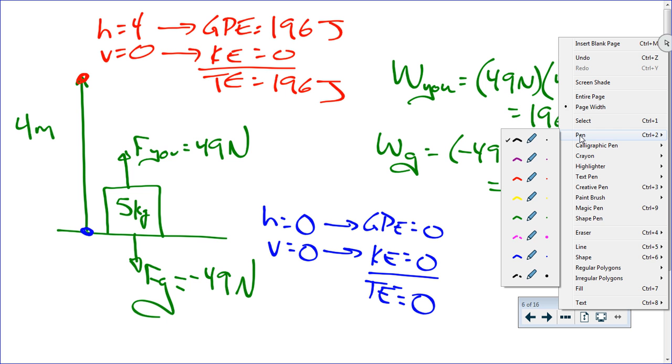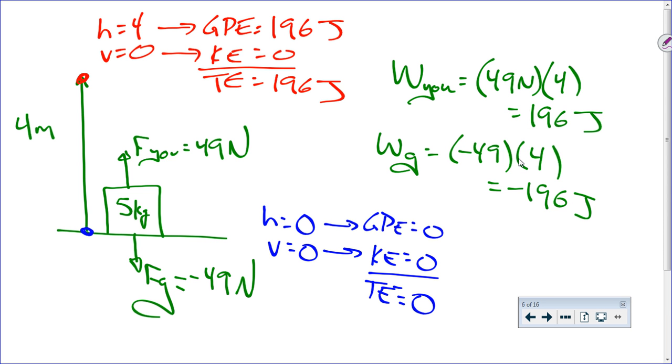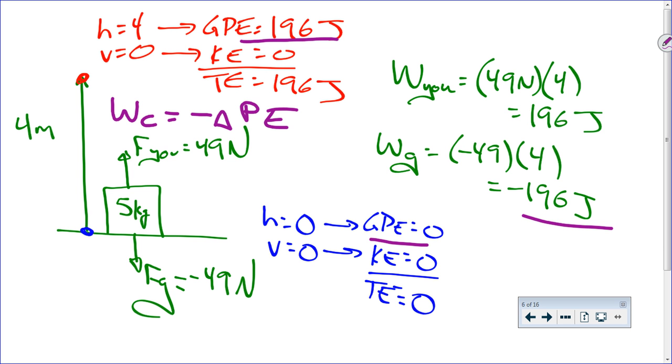How about purple? Okay, so, one of the things we learned was this, that the work done by conservative forces is equal to the opposite of the change in potential energy. So relate that to this problem. Let's see, my potential energy went from 0 up to 196. So I gained 196 joules of potential energy, and the work done by gravity was negative 196 joules. Check, check, it works out, right?